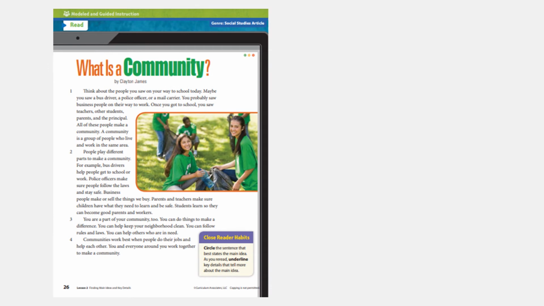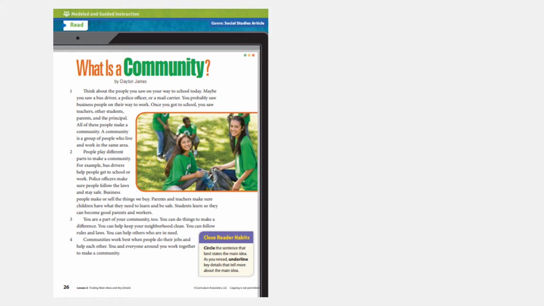So I'm going to read the story. What is a community to you? I would like you to follow along with me as I read. Before I read, though, I like to look at pictures or any text features that might be in the story to help me figure out what this could be about.